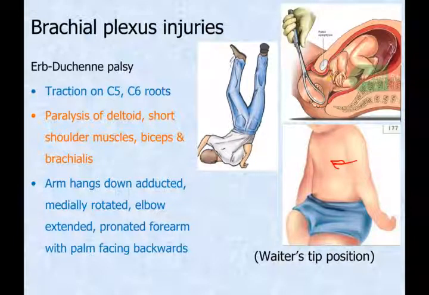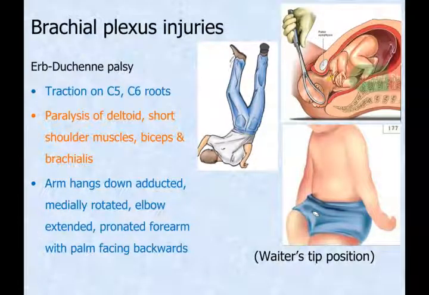Then the elbow is extended. Why? Because the biceps and brachialis are paralyzed, but the triceps is intact. Triceps is C7, C8, so the elbow is extended. The posterior fibers of the deltoid and the infraspinatus are external rotators of the shoulder joint, and they are gone now. The pectoralis major is a strong medial rotator, so that medially rotates the shoulder joint. Then the other thing is the biceps.